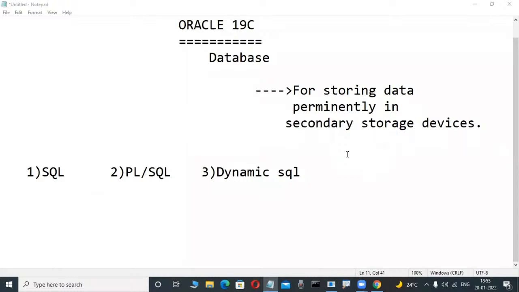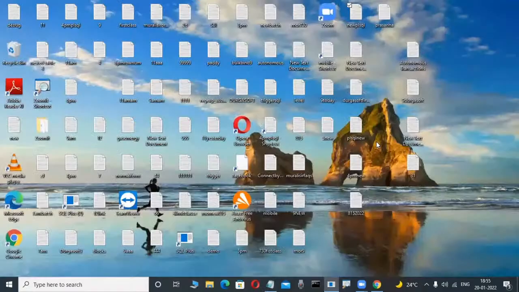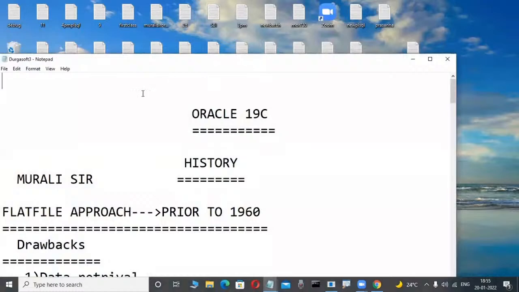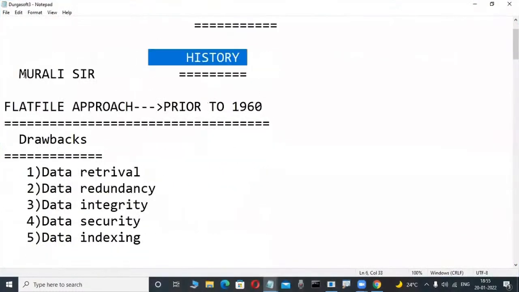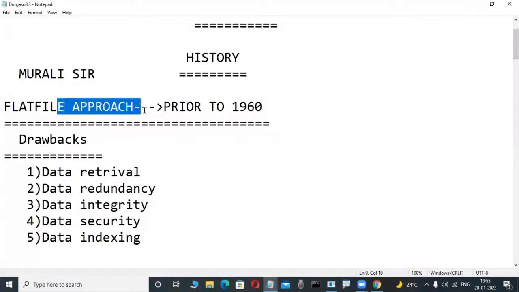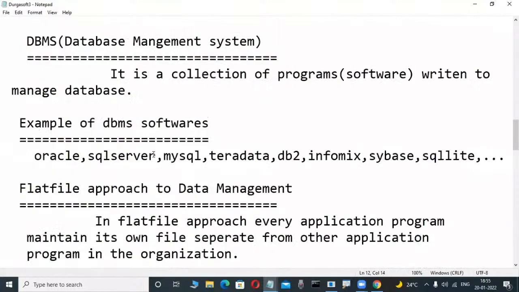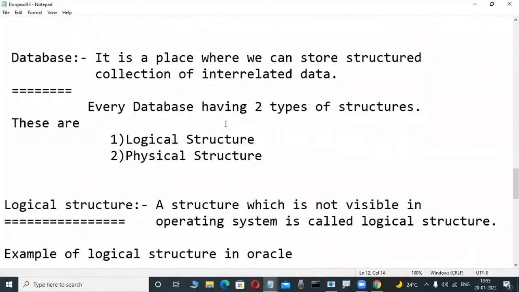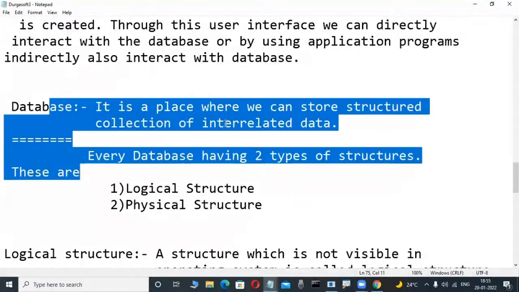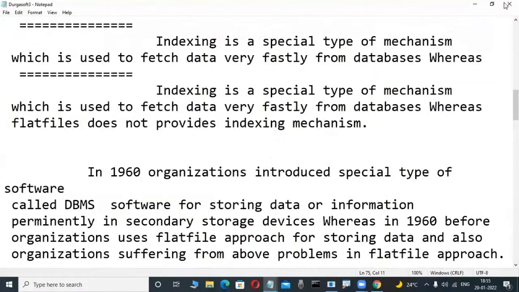In this course, we are covering SQL, PL/SQL, and dynamic SQL along with this. One of these days, history also we are telling, not Murali Sir's history, but database history. In olden days, the flat file approach was there, and what the drawbacks are, we will learn in the middle of the course. Then what is a database, and DBMS versus RDBMS, what are the differences? We are learning these things one of these days.